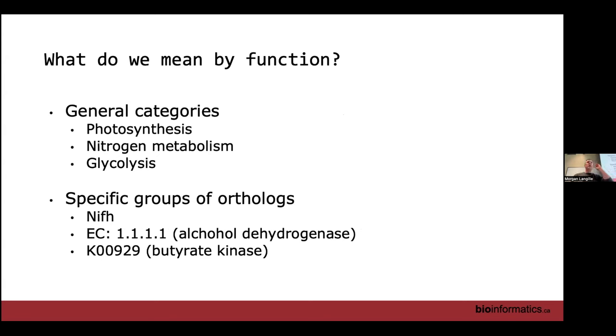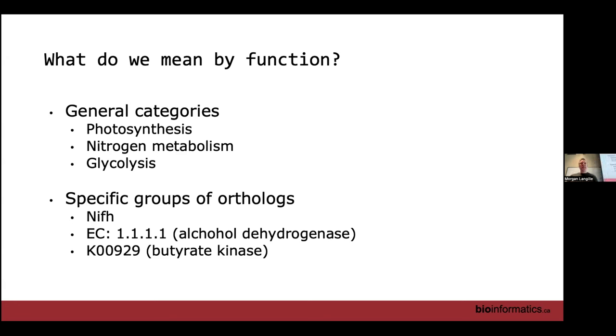So we could be wanting to have general characteristics as high level as, hey, does this community do more photosynthesis? Do they do more nitrogen metabolism or glycolysis? Or it could be down to the level of really a specific gene being different between a group of organisms. So that could be NifH, which is involved in nitrogen fixation. You'll see different types of genes depending on what gene catalog they're in, and we'll talk about those more.